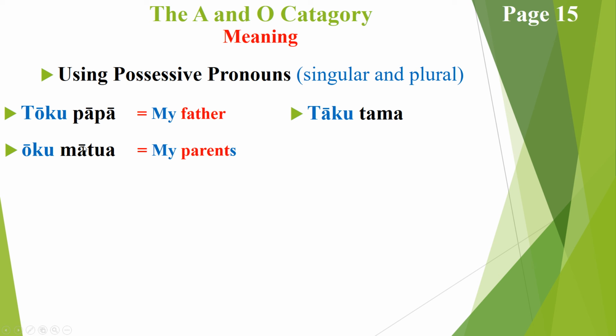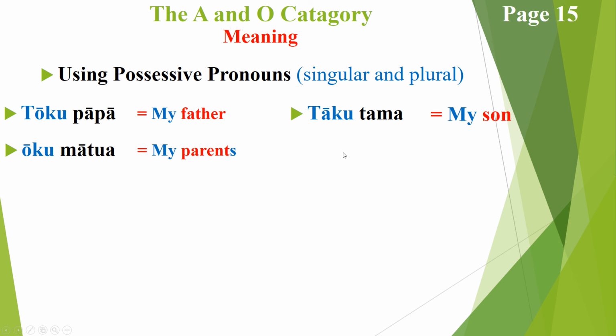So father and parents are in the O category, ka pai. So we're taking a look at tāku now. So tāku tama, which means my son. Tāku takes care of the "my", and obviously tama takes care of "son". That tāku is in the R category. So this is what we're talking about when we're talking about the R and the O category. That's what we're talking about.